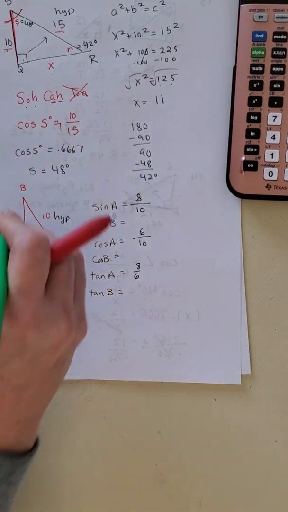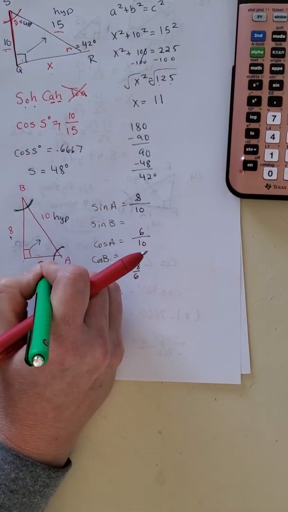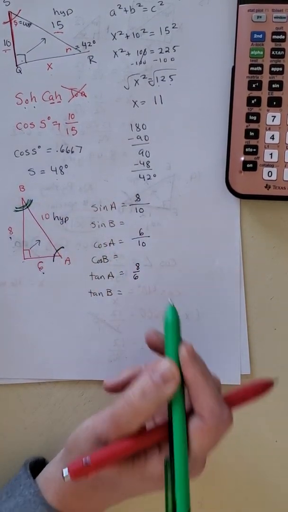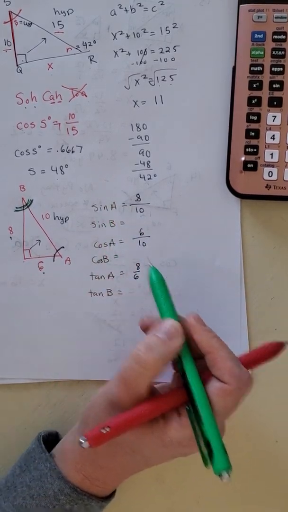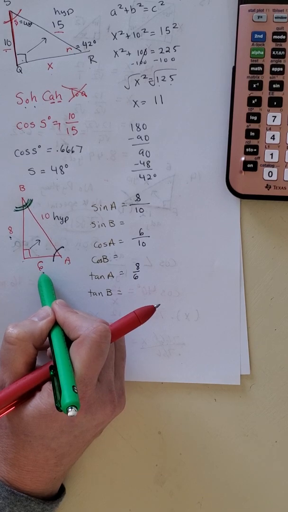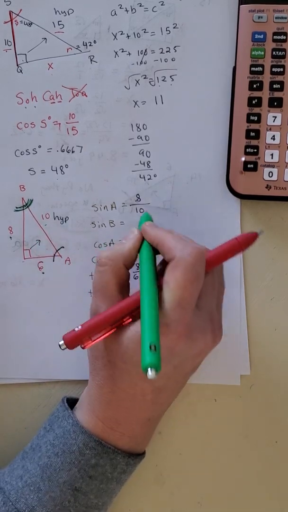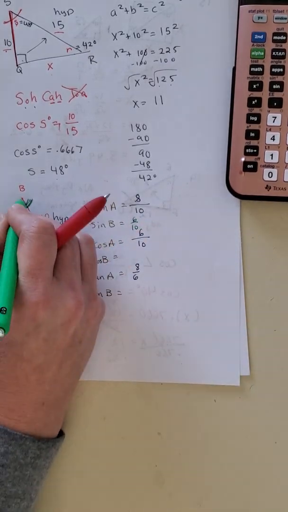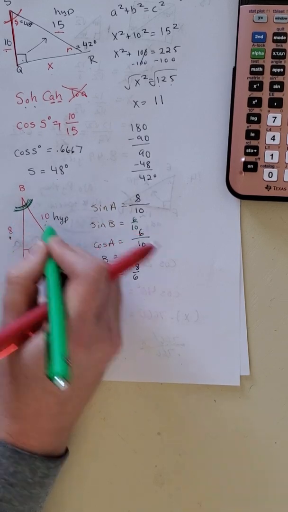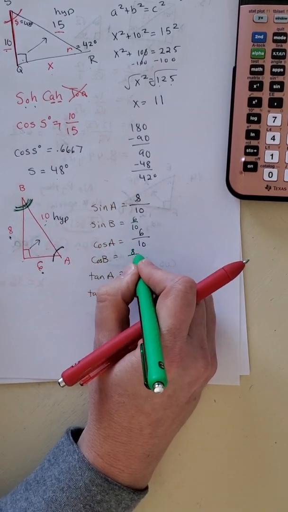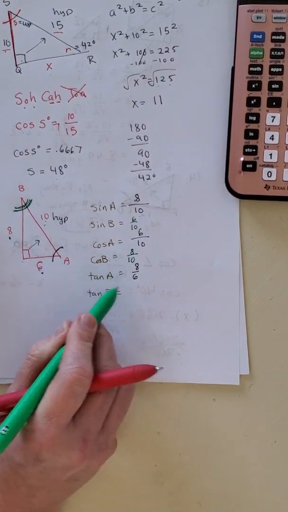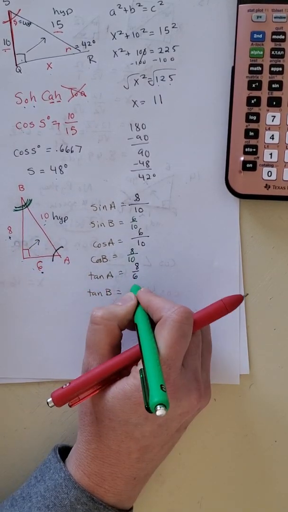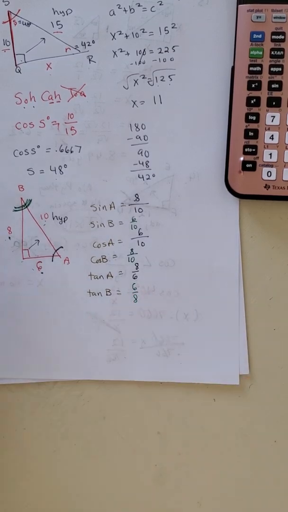All right, if I switch over to B, if I'm standing here at B, then my sine and my cosine ratios actually just flip. Because now opposite would be 6 over the hypotenuse, and adjacent would be 8 over the hypotenuse. And then for my tangent ratio, it just is a reciprocal. Opposite over adjacent now is, instead of 8 over 6, it's 6 over 8.